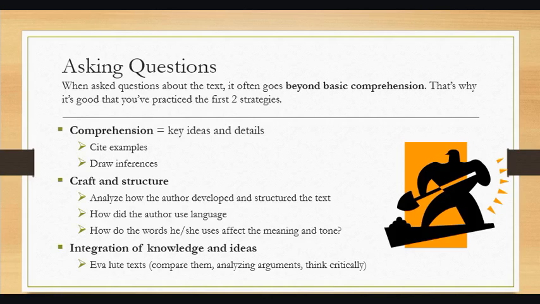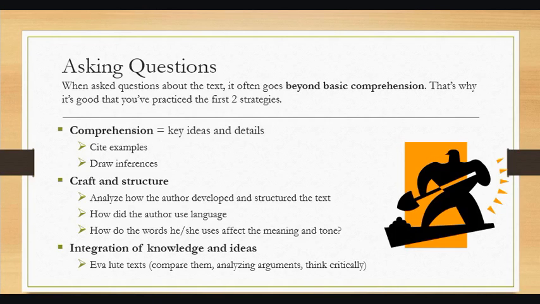Comprehension, also known as key ideas and details. I know you've been asked by your teachers, give me examples in the text, give me examples, give me examples. We're going to work on citing examples from the text. If you're asked a question about what went on in a text, give examples straight from the text. That's where you might have a highlighter and actually be able to go back and say, hey, this line shows that this happened. And then drawing inferences is another way to comprehend. You make inferences, or educated guesses, based on what you've learned in the passage. You're making conclusions based on what you've read. So that's level 1, comprehension.